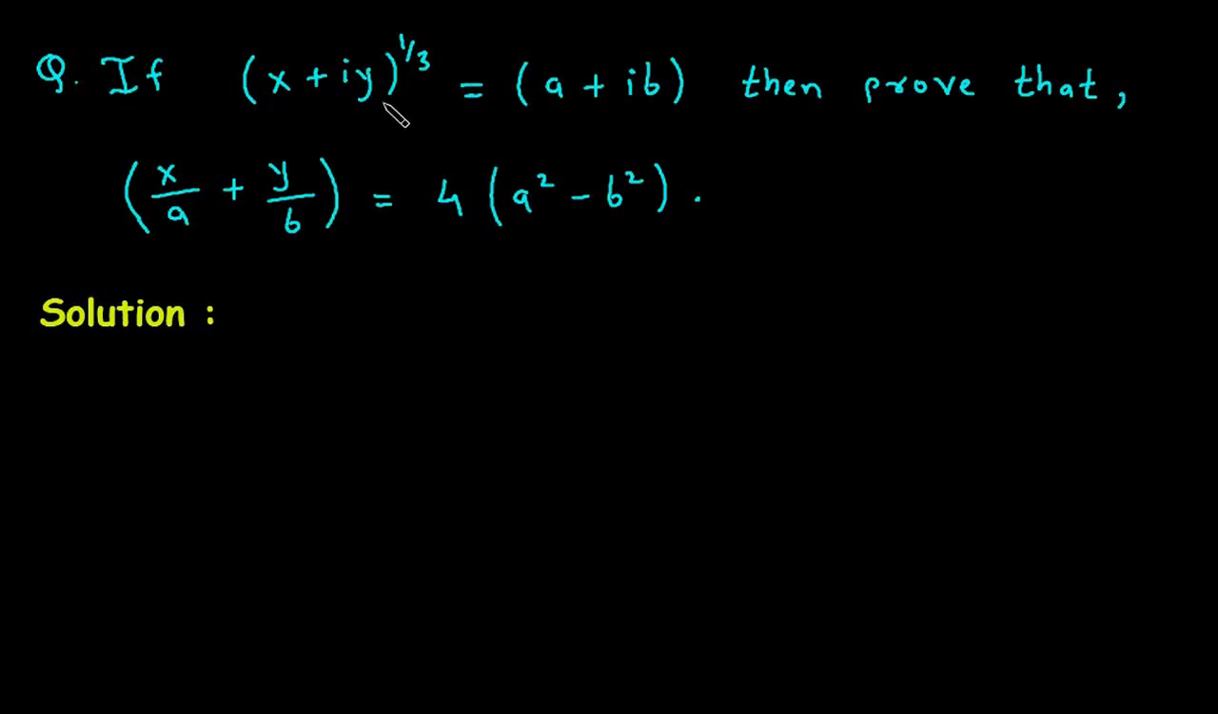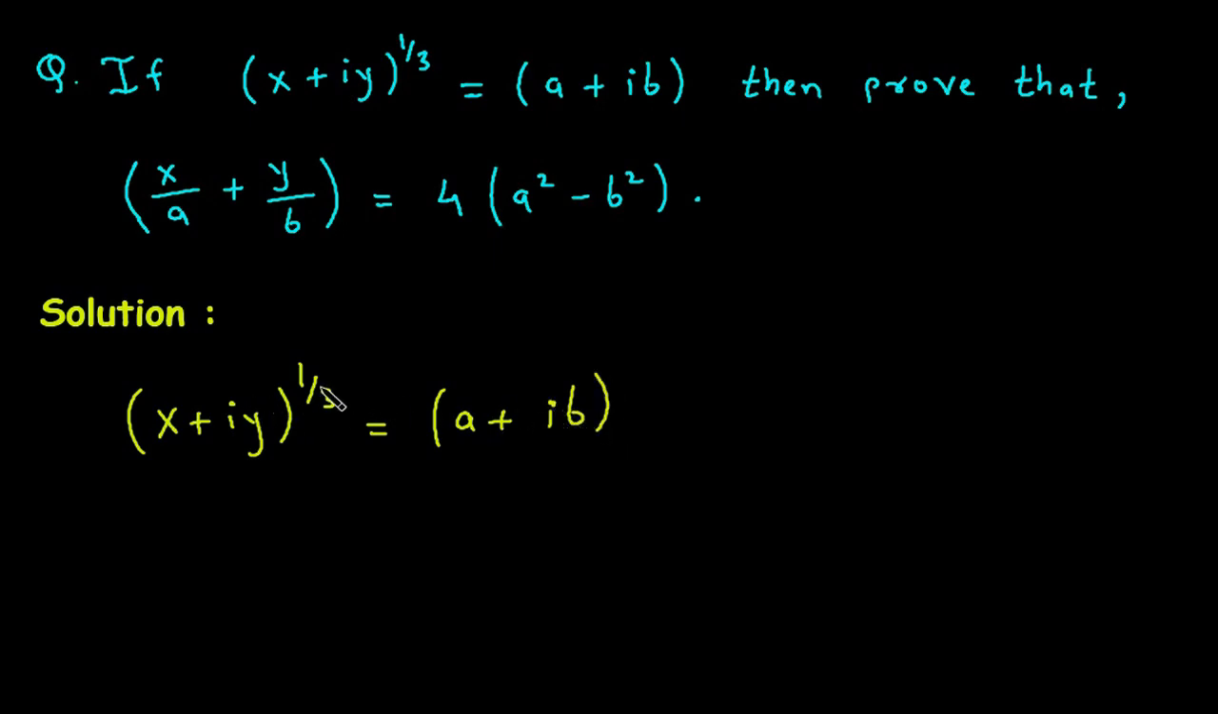If (x + iy)^(1/3) = a + ib, then prove that x/a + y/b = 4(a² − b²). Solution. First we will take this (x + iy)^(1/3) = a + ib.